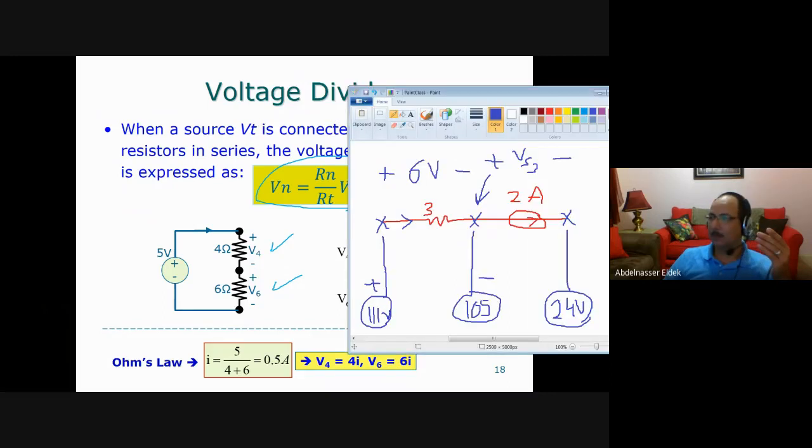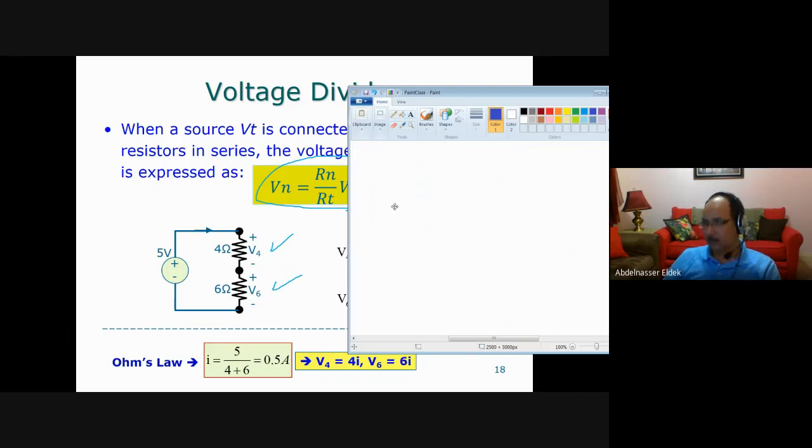What is V4? So let us see here. V4 equals what? According to this, equals Rn. What's Rn? Rn is 4 ohm, divided by the total resistance. What's the total resistance of 4 and 6? It's 10. 4 plus 6, which is 10. Let's write it here in details. So this is the total resistance, 4 plus 6, times V total.